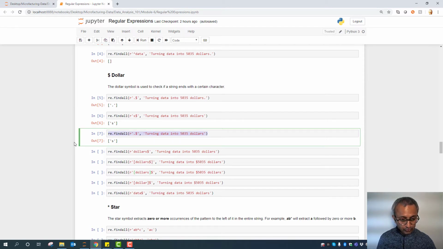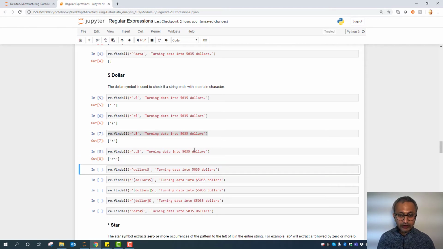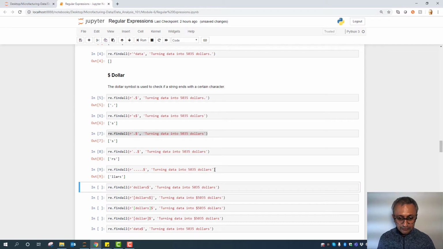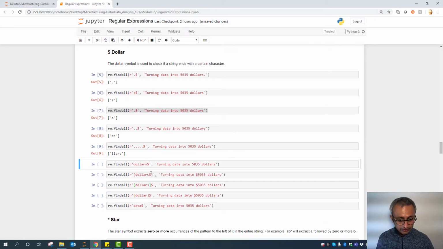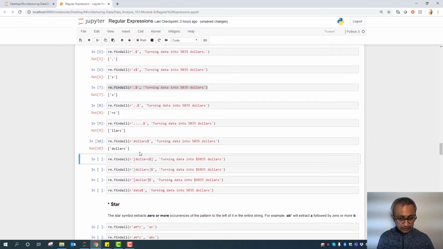What if I were to do $2? It's going to extract the last two. If I do $5, or if I do 5 periods, it's going to extract the last 5 characters, which it does. It's going to extract the entire dollars.